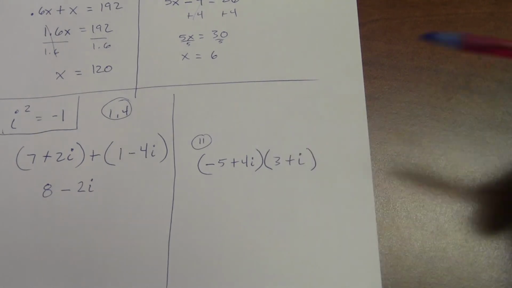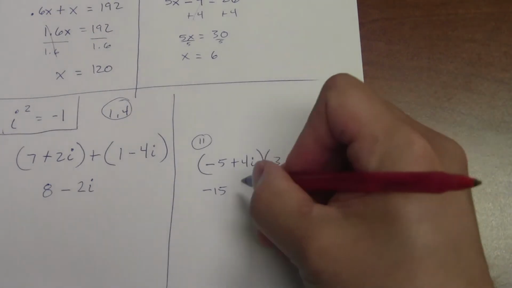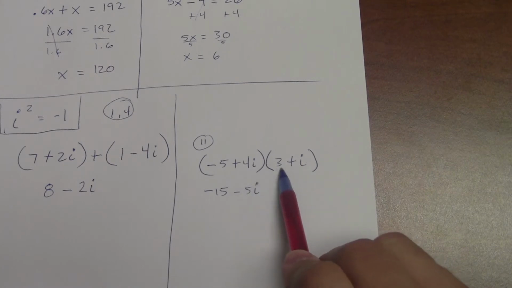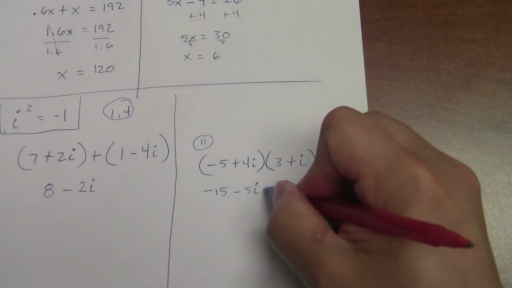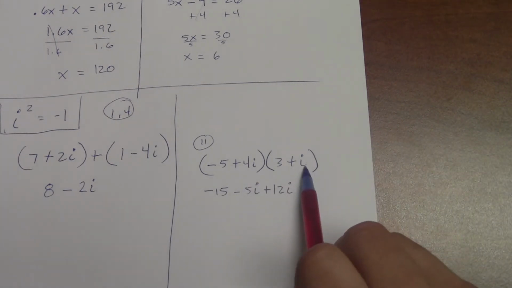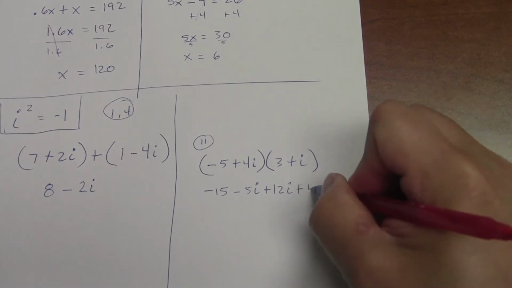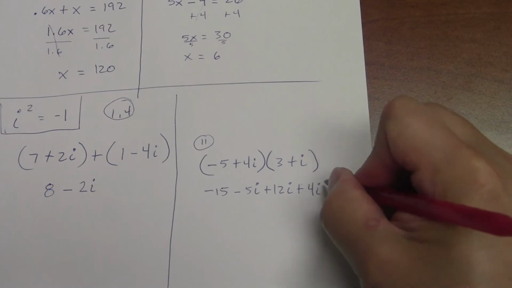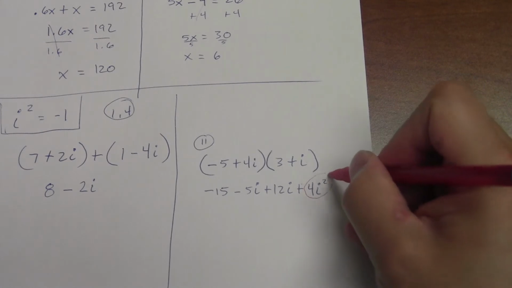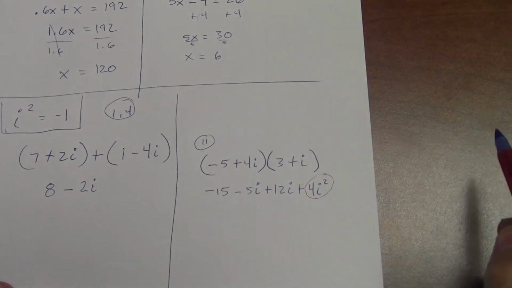So negative 5 times 3 is negative 15. Negative 5 times i is minus 5i. 4i times 3 is positive 12i. And 4i times i is, I'm going to put a plus here, plus 4i squared. All right. Now this we have to watch out for. All right, let's combine this stuff first and then we'll go back to this part.